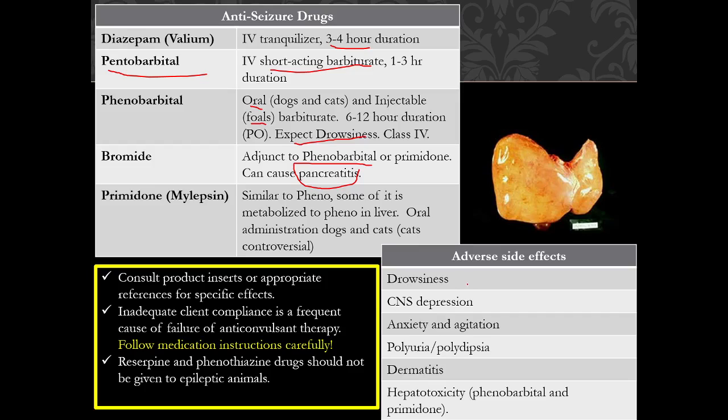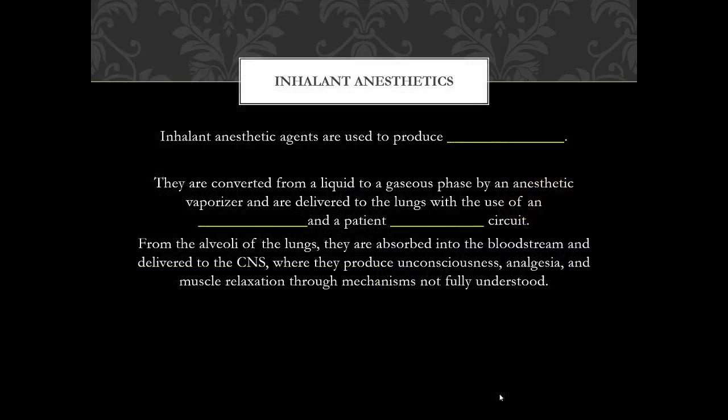Adverse side effects: drowsiness, CNS depression. They can get anxiety or agitation, polyuria, polydipsia, so they eat more, or they drink more, and pee more. We can see dermatitis, hepatotoxicity, especially with phenobarbital and primidone.